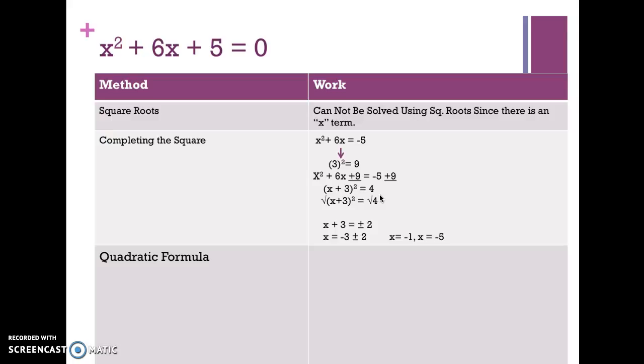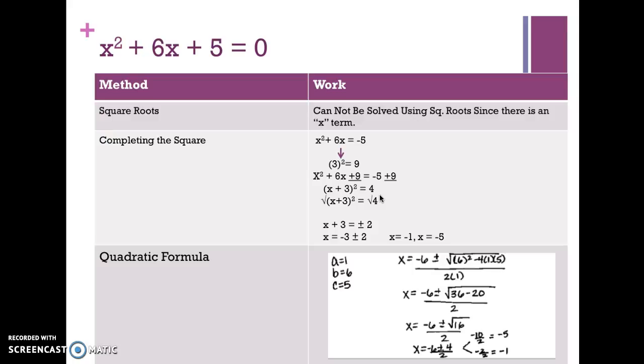Last, we're going to use the quadratic formula. Okay, so the quadratic formula, we first want to identify our a, our b, and our c value. So in this case, our a value is 1 because that's the integer before x squared. Our b value is 6, and our c value is 5. We go ahead and plug in those variables.